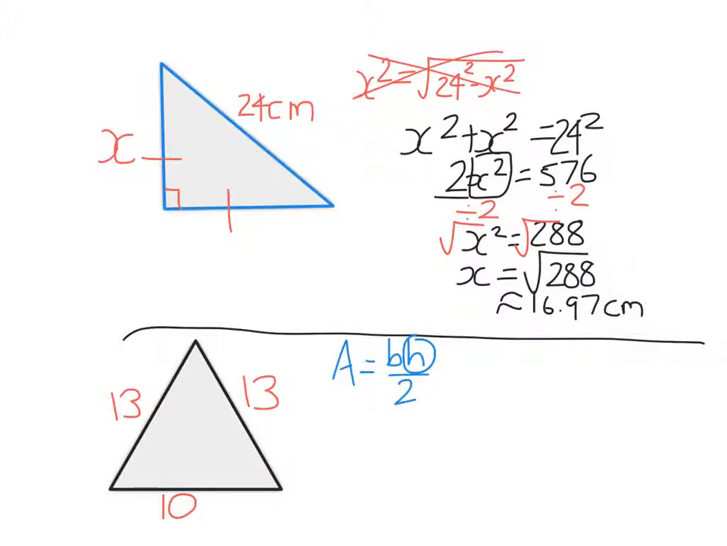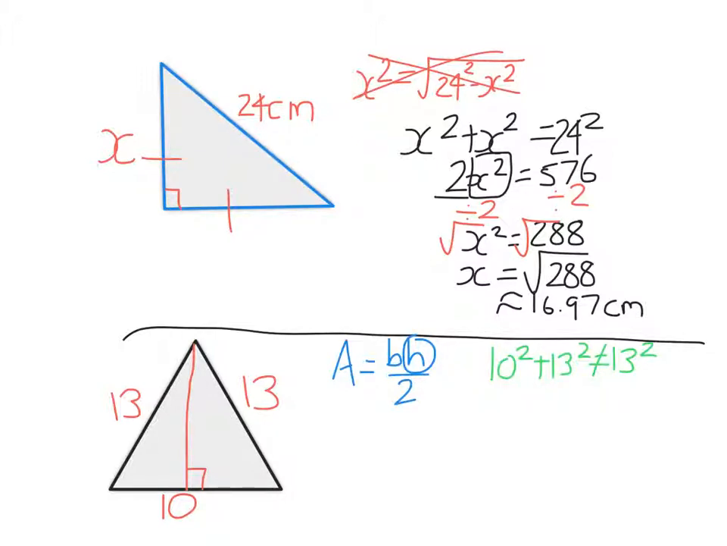But Pythagoras will enable me to find the perpendicular height of this triangle. Now note, this triangle is not right-angled because 10 squared plus 13 squared clearly doesn't equal 13 squared. Pythagoras' theorem doesn't hold, so this triangle is not right-angled. So what I'm going to have to do is divide it into 2 congruent right-angled triangles. So I can do that as long as the triangle's isosceles or equilateral. You can only divide it into 2 congruent right-angled triangles if it's isosceles or equilateral.